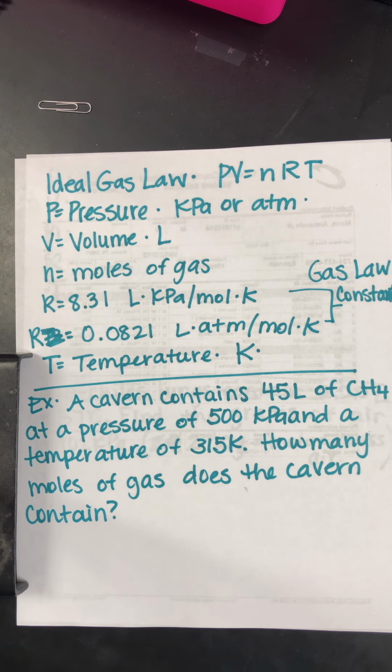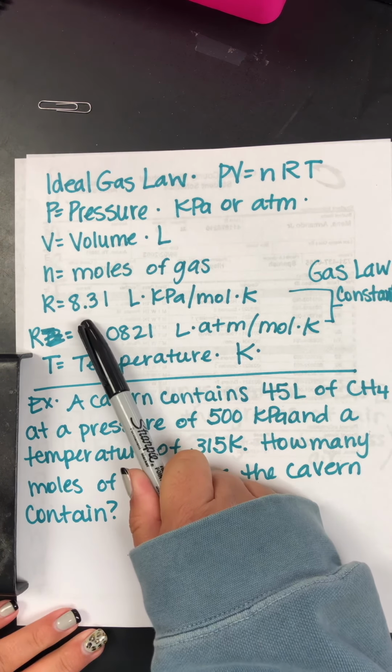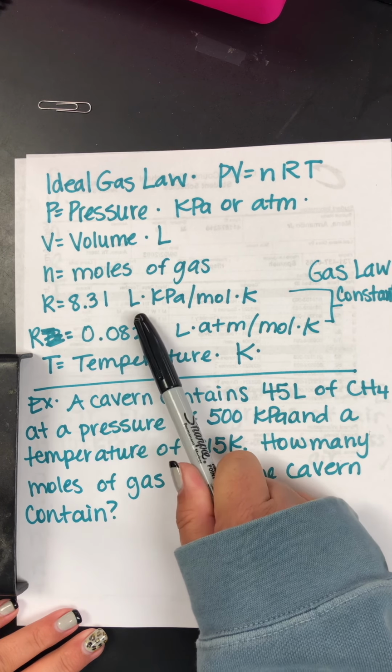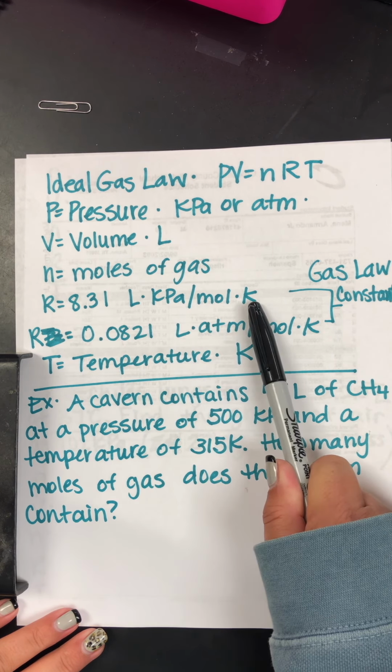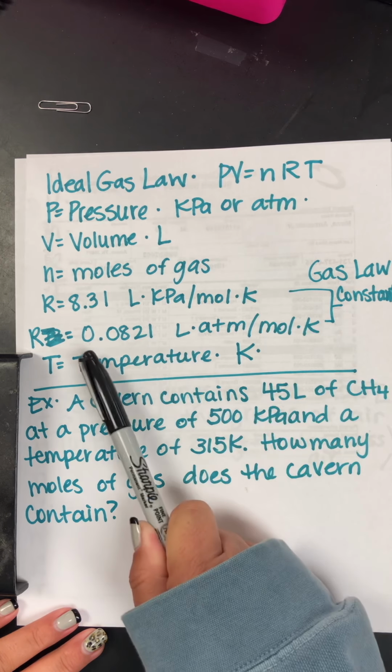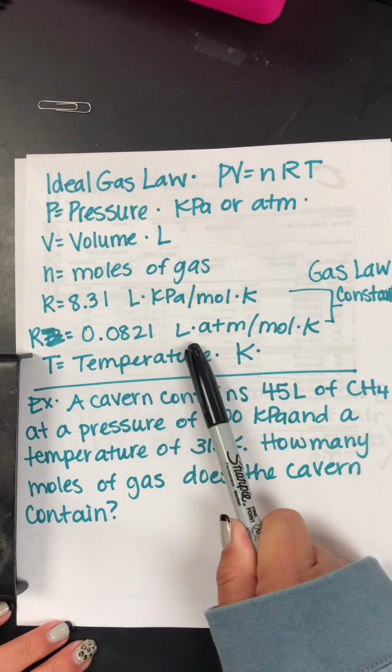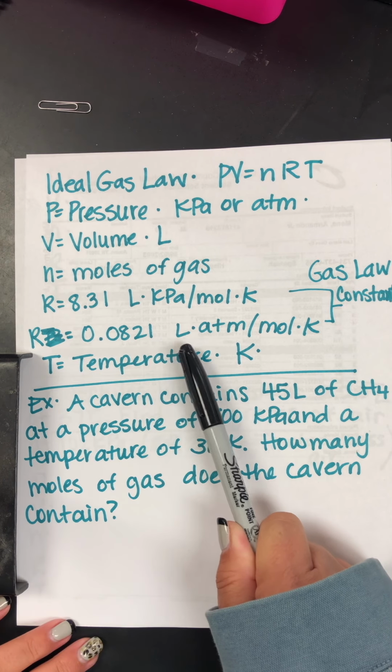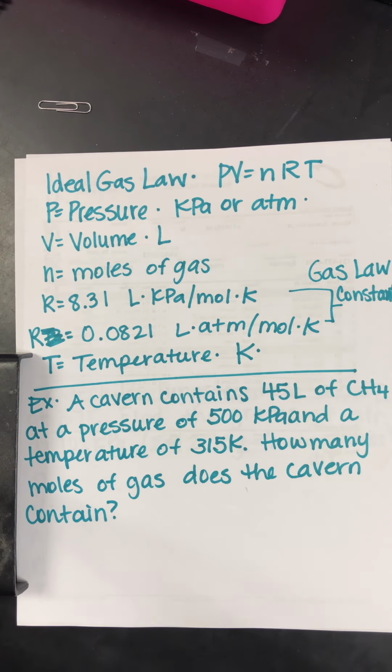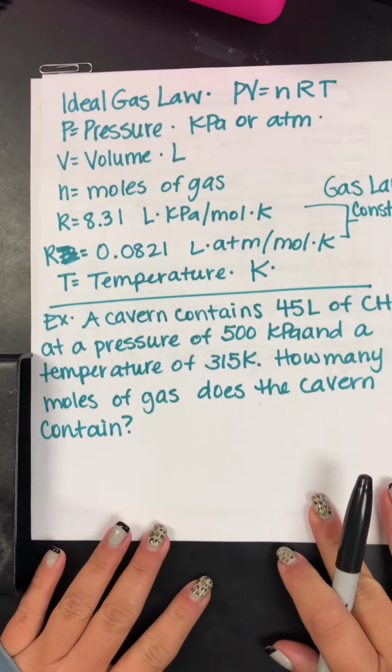Your N is the number of moles of your gas. R is called the gas law constant. So it will be one of two different values, and it depends on what your pressure is. If your pressure is in kilopascals, then you'll use an R value of 8.31, because its unit is liters kilopascals per mole Kelvin. Or if your pressure is in atmospheres, you'll use 0.0821, because its unit is liters atmospheres per mole Kelvin. Again, for temperature, T is always temperature and T must be in Kelvin.